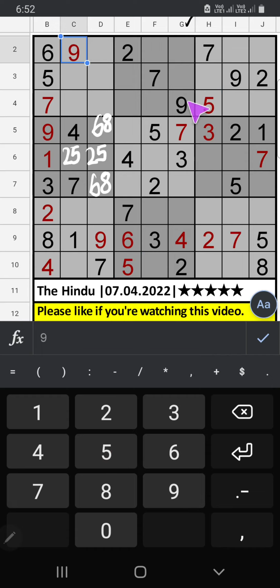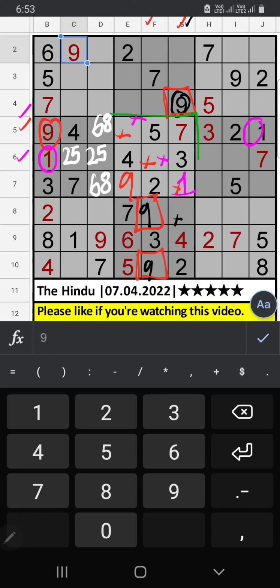Column G, we have 9. So 9 can't come in this cell. 9 will come in another 2 cells. We will confirm later. Column F and column G, and fifth row we have 9. So 9 can't come in these cells. The 9 is confirmed here. Fifth row and sixth row we have 1. So 1 can't come in these cells. Then 1 is confirmed here.